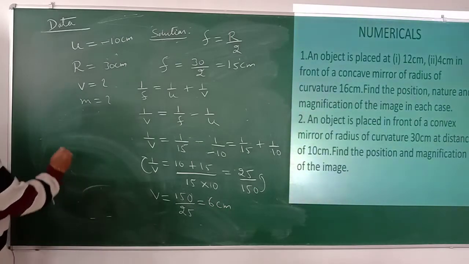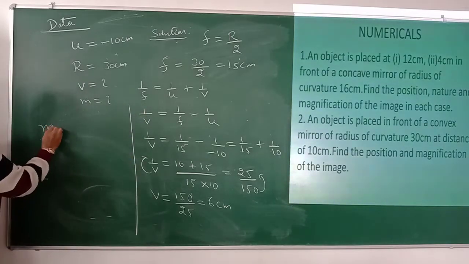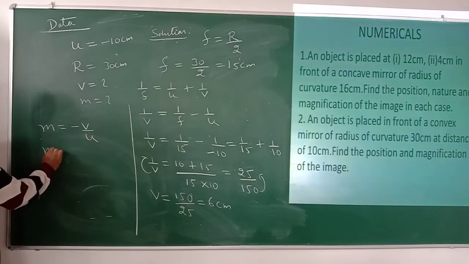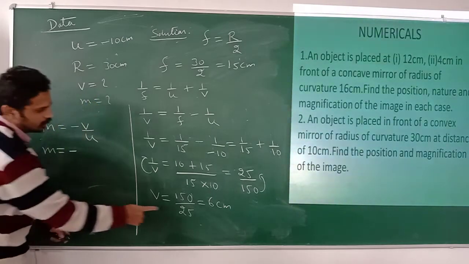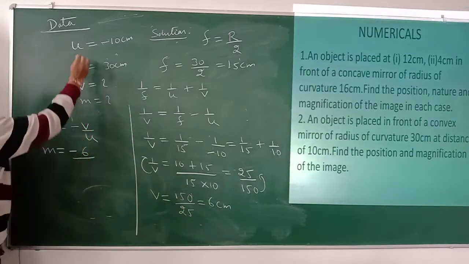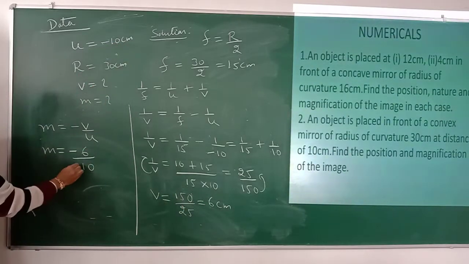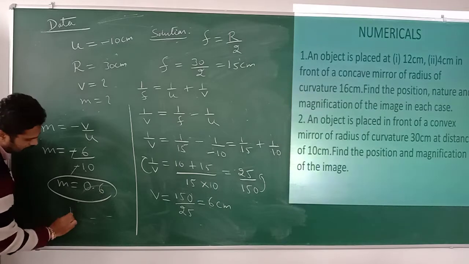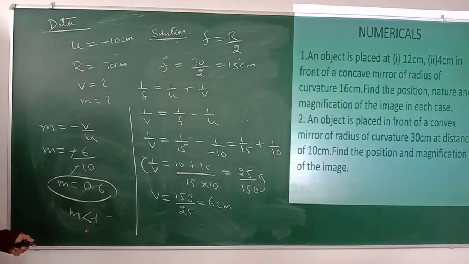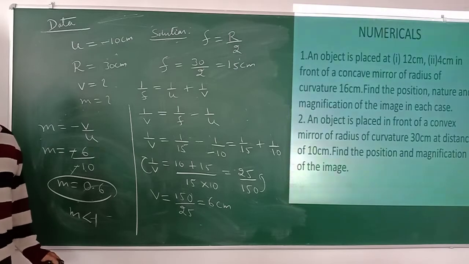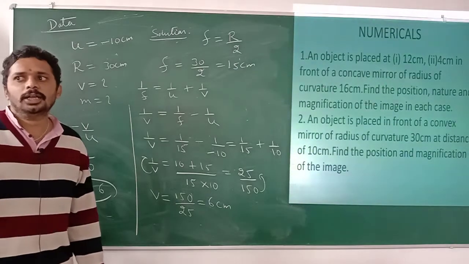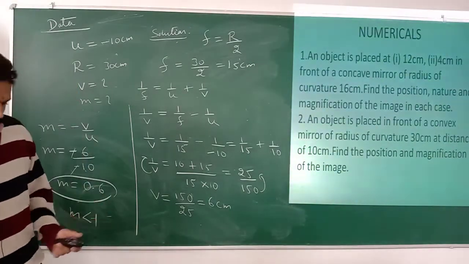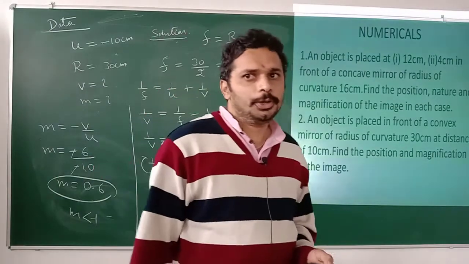Now magnification. What is magnification? You know that the relation between M, U and V is M is equal to minus V by U. Image distance V we got is 6 centimeter, and object distance U is minus 10 centimeter. So 6 by 10 means 0.6. We already know that the magnification is less than 1, which means a diminished image. A virtual, erect and diminished image is going to form in a convex mirror. It's clear? Okay, then move on to the third numerical.